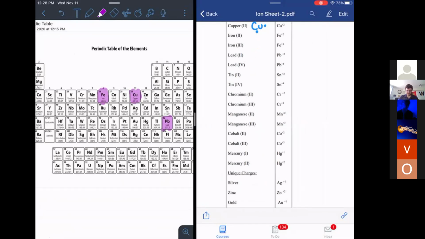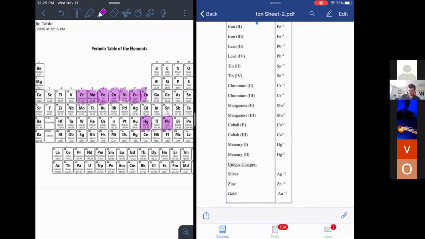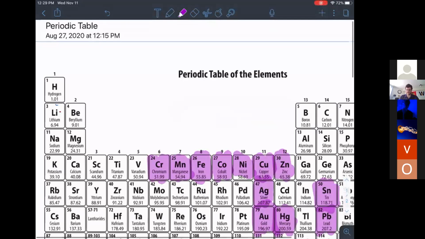Mercury, awesome. Hg. So if I keep highlighting all of these, we got chromium, manganese, cobalt, nickel, zinc on the bottom part, silver, gold. Are there any other ones that I'm missing? Tin, lovely tin right over here. That looks like all the ones we have on our lovely list. So where are most of these?